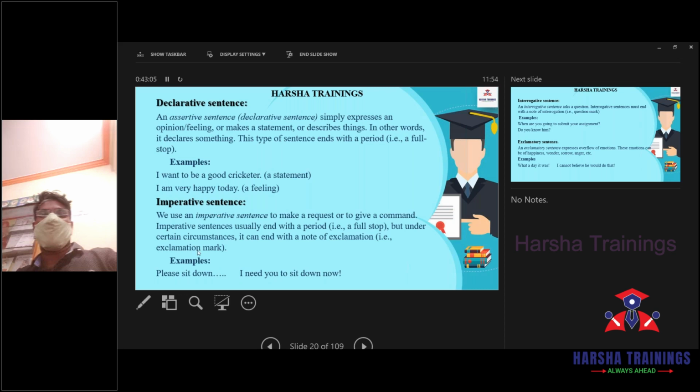Now, imperative is used to make a request or give a command. Those are called imperative sentences. They usually end with a full stop, but sometimes they can end with an exclamation mark. When you ask for a request, that's a request, like, please sit down. You can also say, I need you to sit down. That's an order. That ends with an exclamation mark.